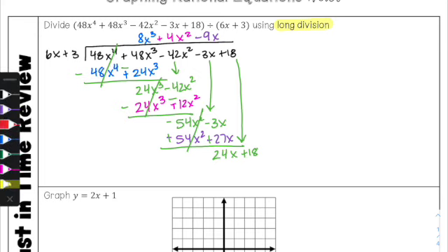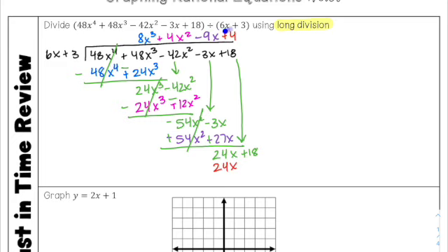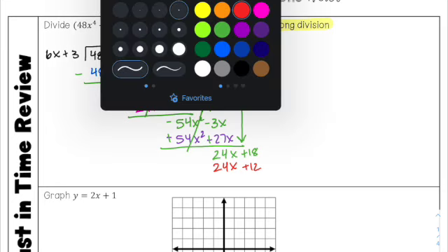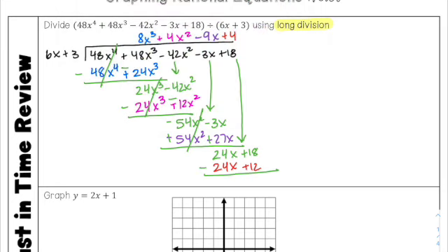And so I will have, let's see, 24x divided by 6x is 4. So plus 4. 4 times 6x is 24x. And 4 times 3 is 12. And then I am going to subtract. 24x minus 24x is 0. 18 minus 12 is 6.